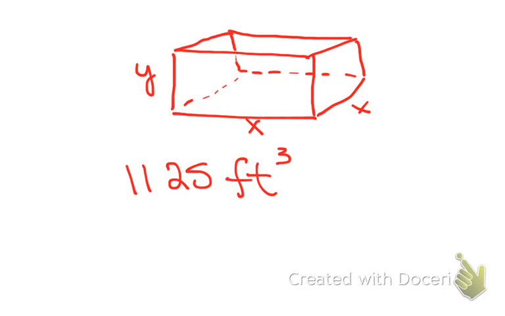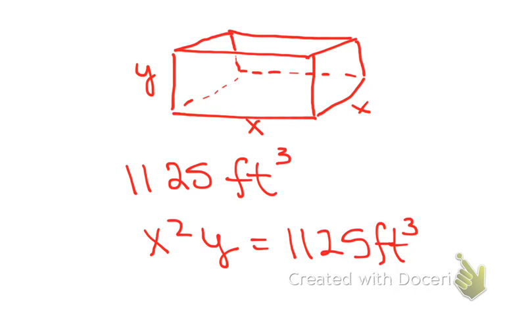So the first thing we need to do, after we've read the problem and got some understanding, is draw a picture. Remember that we were told that our tank had a square base. So I've labeled the base of this tank as x and x. And then it's got a deepness or height of y. And the total volume of this open-top tank is supposed to be 1125 cubic feet. So we know that x squared times y is equal to 1125 cubic feet, because that would be the equation for the volume of the tank with those dimensions.